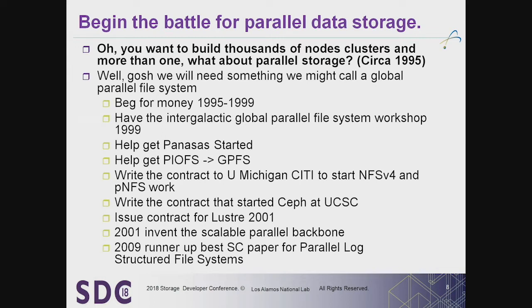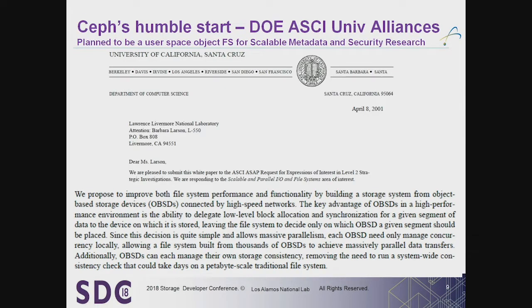In 2001, we had to invent this thing called the parallel scalable backbone to connect the multiple supercomputers to the multiple parallel file systems, which was an interesting concept at the time. To build a terabyte per second network back in 1995 was tough, and so anyway. And then in 2009, we did this thing called parallel log structured file systems, which I think has changed a lot of thinking in the HPC storage community, and I'll tell you about that in a minute as well. This is my Ceph humble start story.